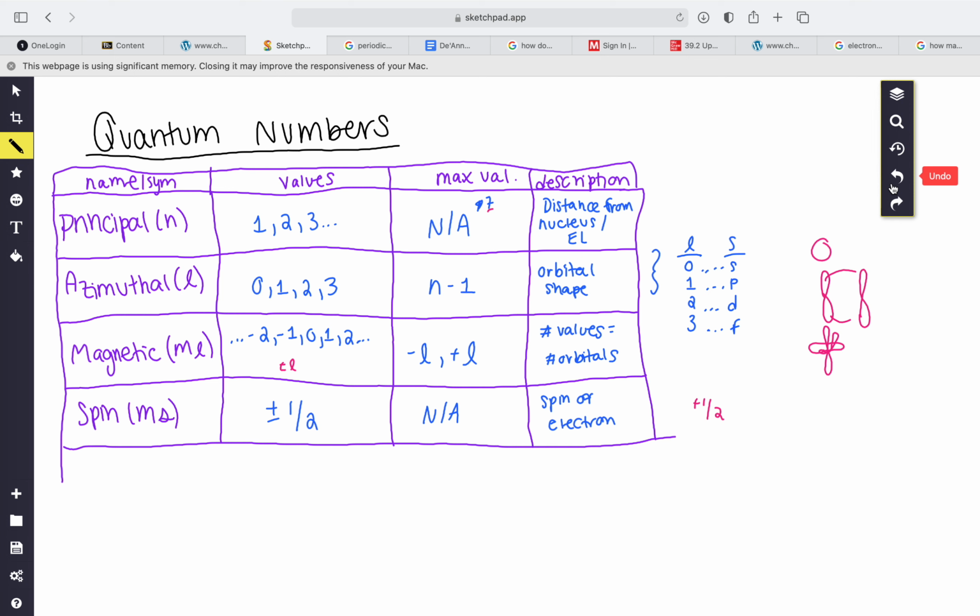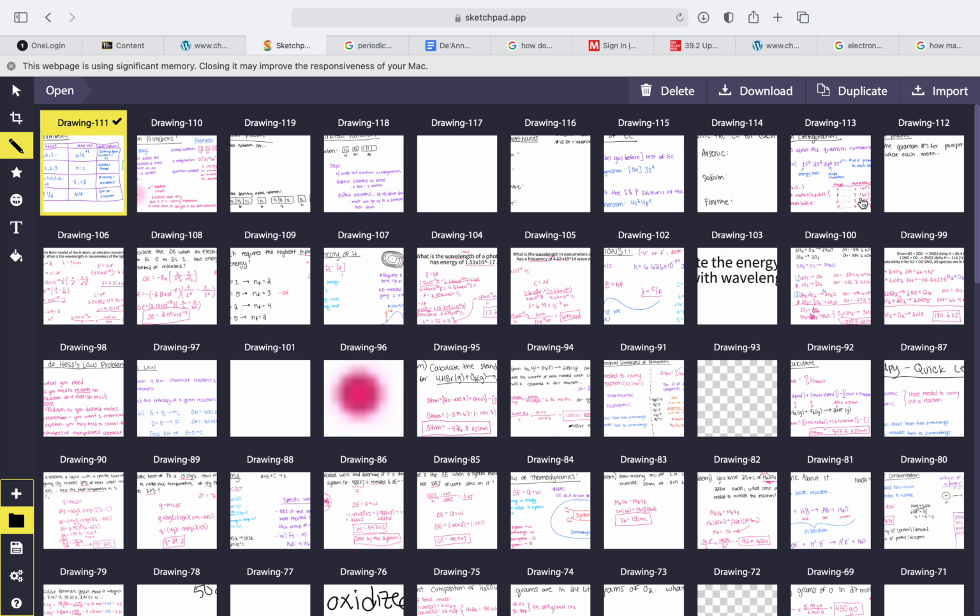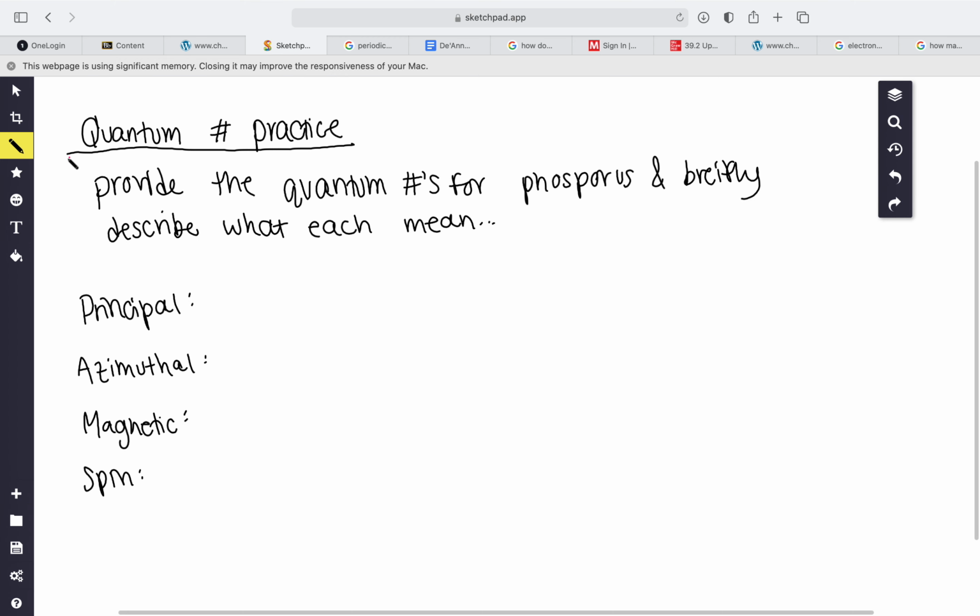But it's kind of hard to describe that when we're talking about quantum numbers. It's easier to describe when you're dealing with orbital notation. But I do have a practice problem with this one. It says, provide the quantum numbers for phosphorus and briefly describe what each of them means. For spin, you don't have to really give a number. You just describe what the spin is and how each electron needs to have a spin. So you can either pause the video and try this out yourself, or I'm going to get into it right now.